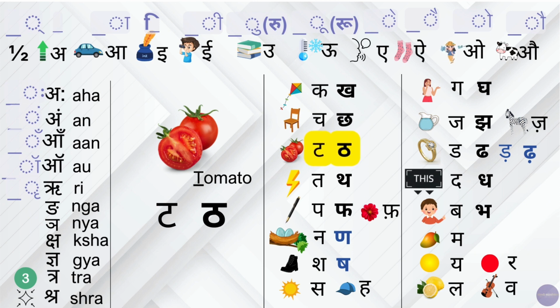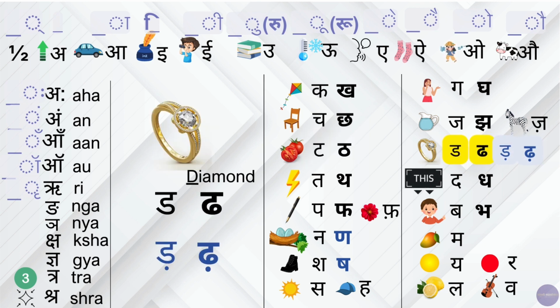I repeat, t, th. Next one. Diamond emoji can be related to 4 letters. The ones highlighted in black are soft d and forceful dh. I repeat, d, dh. The ones highlighted in blue are retroflex letters. Retroflex letters are those which are pronounced with a rolled tongue touching the roof of the mouth.